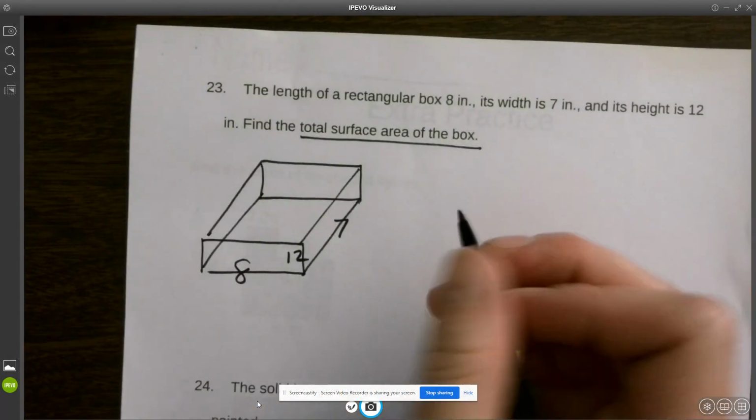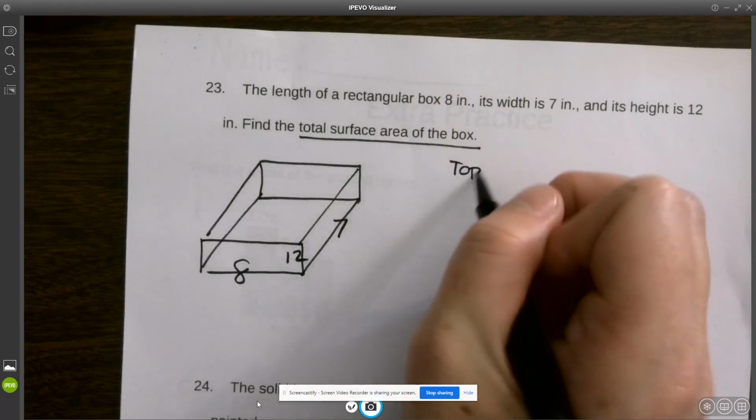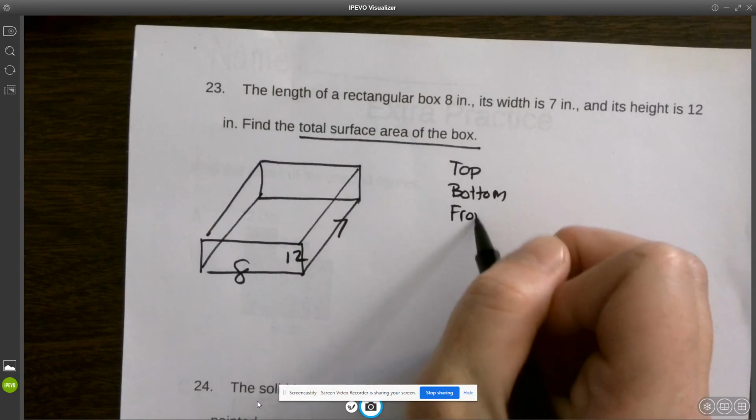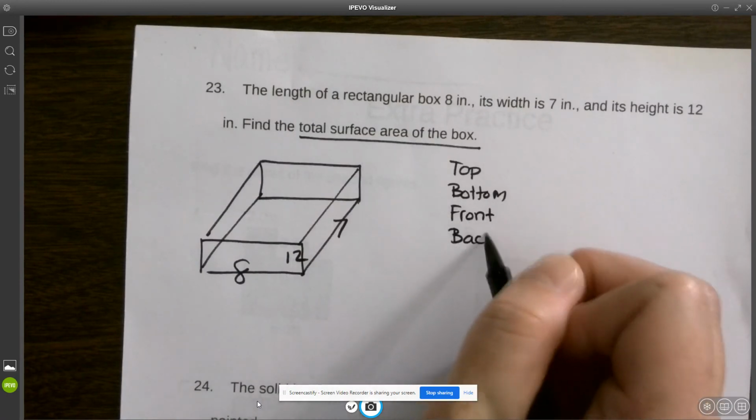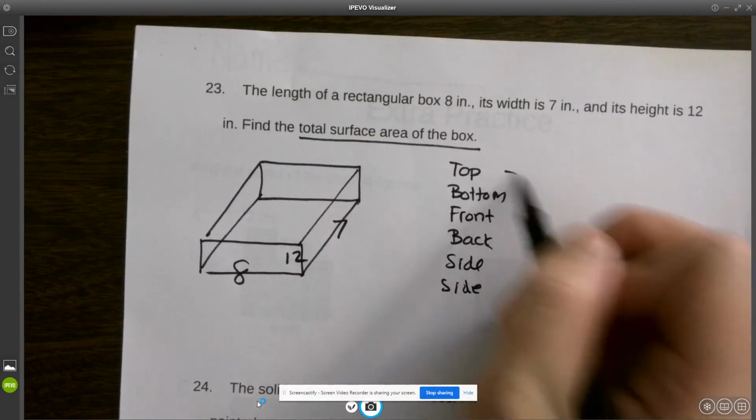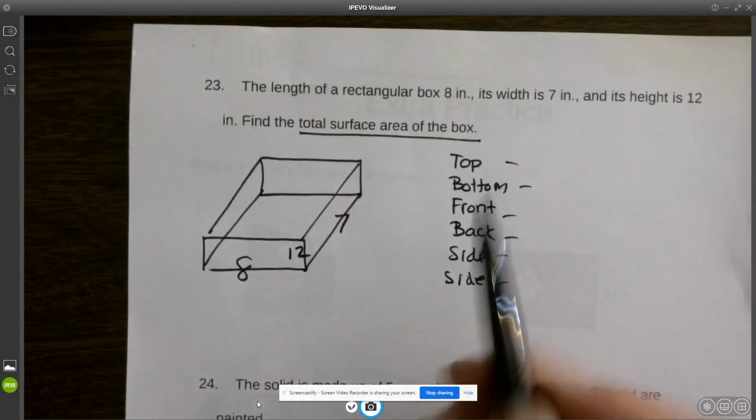So remember, when we're doing surface area, we go top, bottom, front, back, side, side, and then we add them all together. So let's figure out what these are. Let's first do the top and bottom.